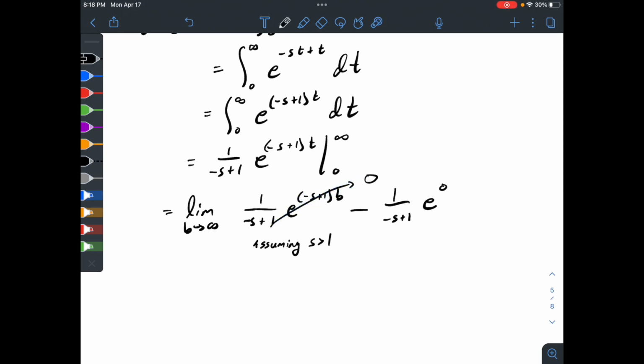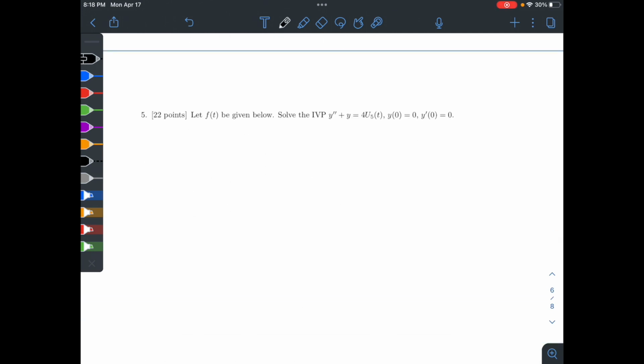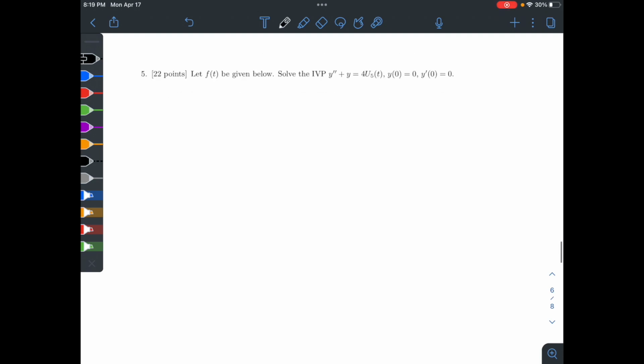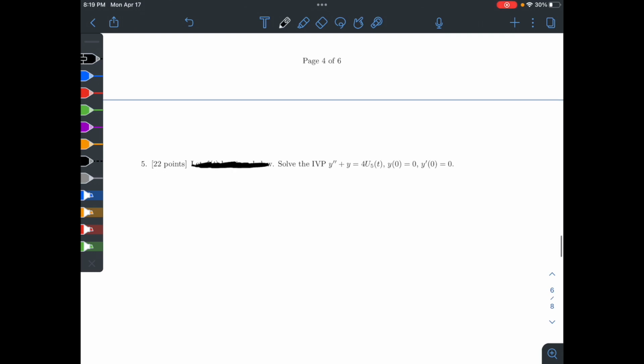All right, so all in all, we get 0 plus or minus 1 over negative s plus 1, and if we distribute that negative, we get positive 1 over s minus 1. And then e to the 0, of course, is 1. Just noticed that that was a weird typo. That doesn't affect the problem at all.